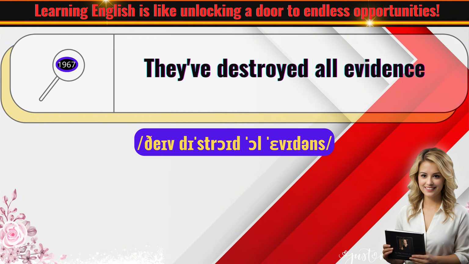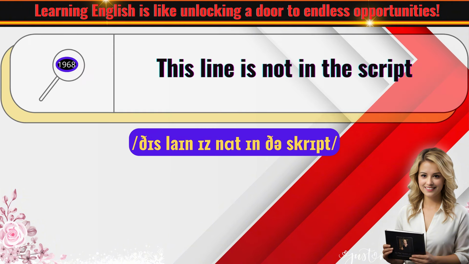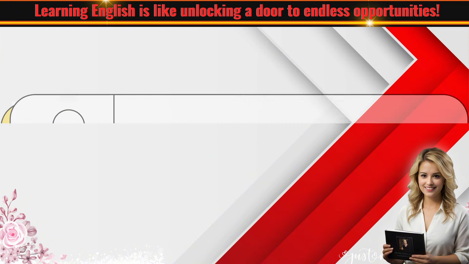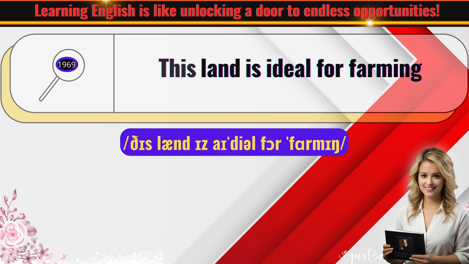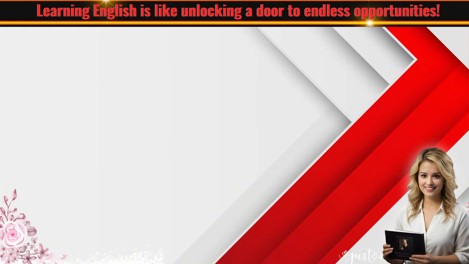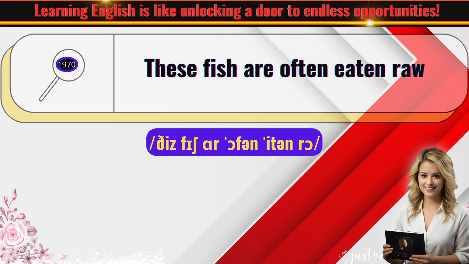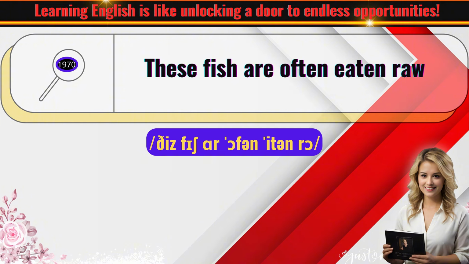They've destroyed all evidence. This line is not in the script. This land is ideal for farming. These fish are often eaten raw.